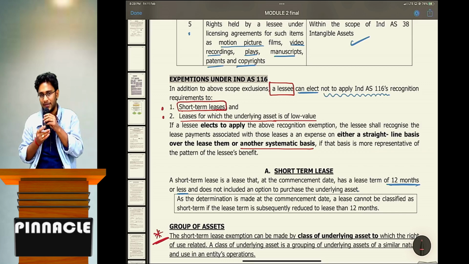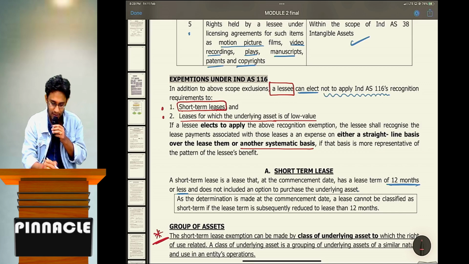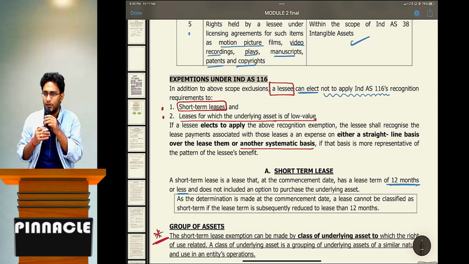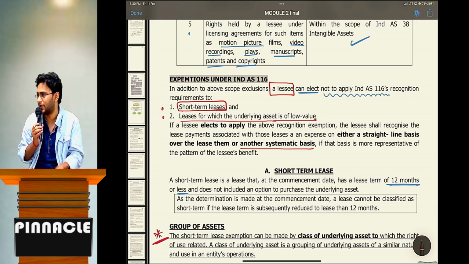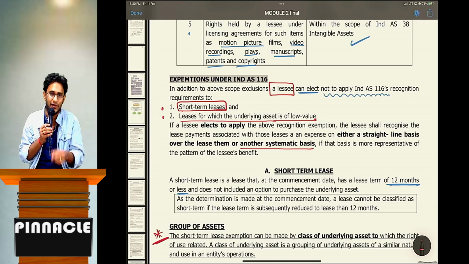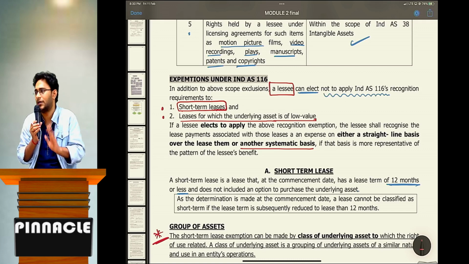Short-term lease, what did we understand? Lease period should not exceed 12 months. In the laptop example, the lease period can be 3 years also, but still you will not apply the right-of-use asset principle. For a 3-year lease, if I am paying monthly 500 rupees per laptop, I'll throw it in the P&L account only.